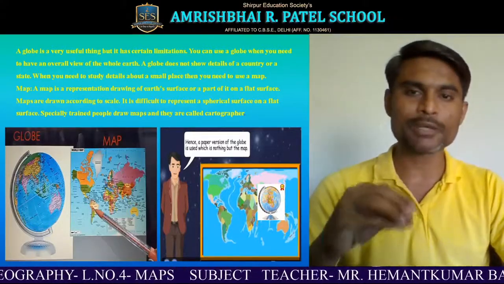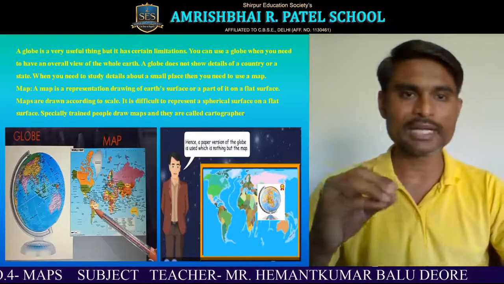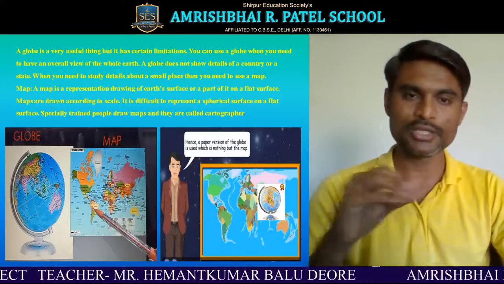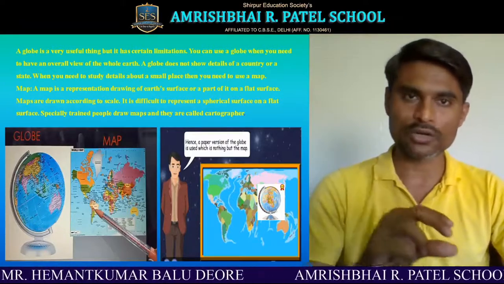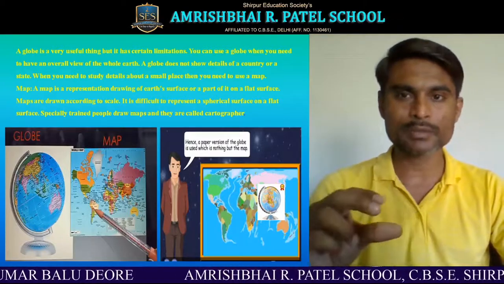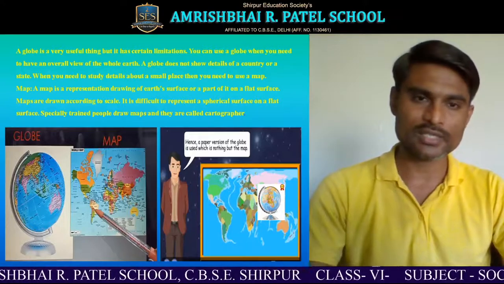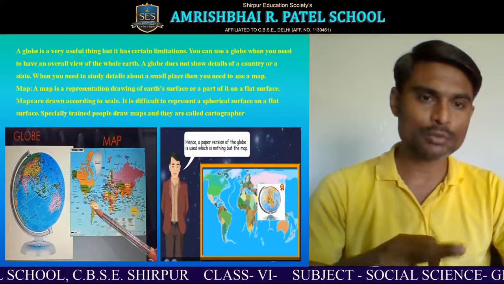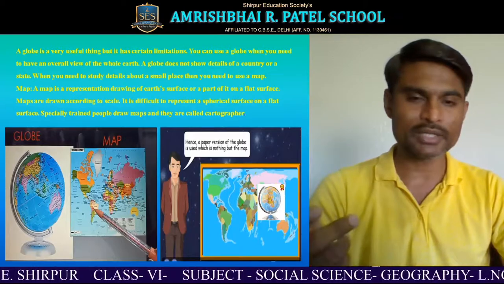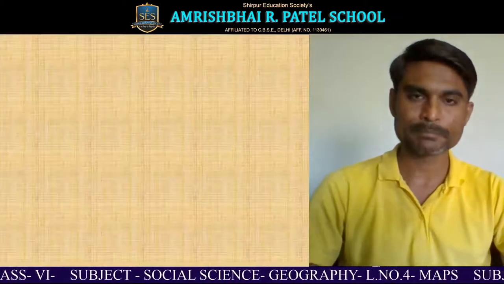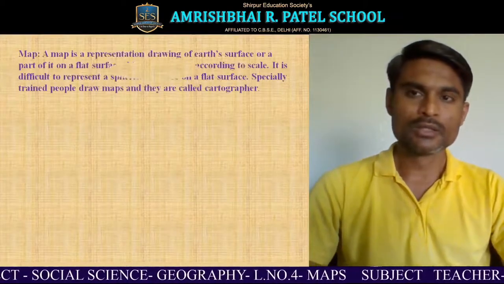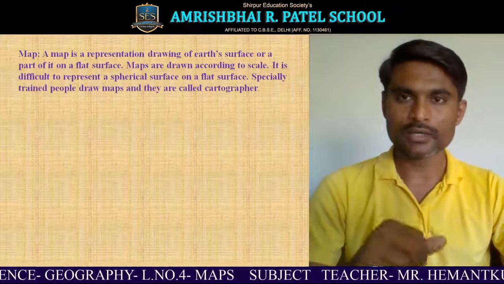So specially trained people draw maps and they are called cartographers. So here one new word is coming to us, cartographer. Cartographers are the people who are specially trained to draw the maps. So here you can see, a paper version of the globe is used, which is nothing but the map, which is on the flat.